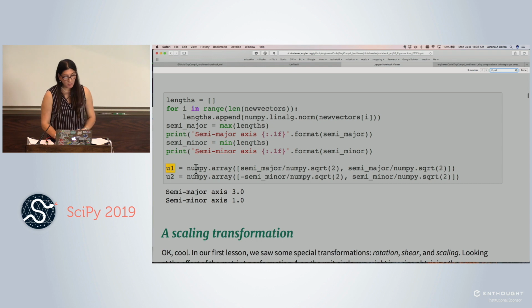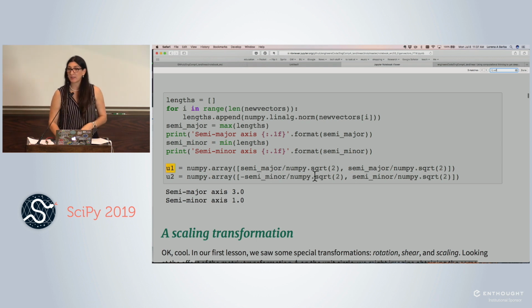Okay, so U1 is not the unit vector. It's the vector in the direction of the positive semi-major axis of the ellipse. U2 is the semi-minor in the second quadrant, so the first coordinate is negative. We did that in the previous lesson. I tried to skip it to save some time, but that didn't work for me.